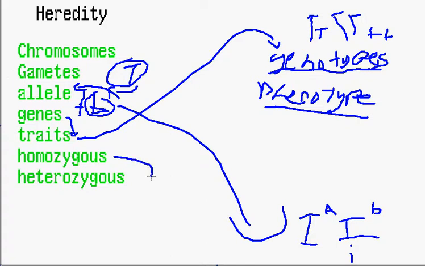Now, homozygous and heterozygous go back to genotypes. You notice that this is TT and tt. If you have capital T, capital T, or lowercase t and lowercase t, those are considered to be homozygous, because they are the same type of letter: capital, capital, lowercase, lowercase, and they are the same letter, T. These are homozygous. Heterozygous looks like this. They involve a capital and a lowercase. So capital T, lowercase t.